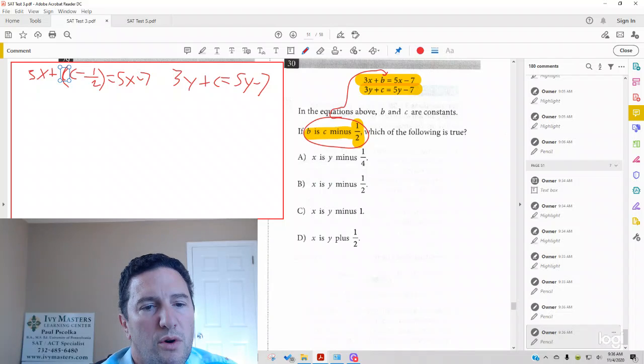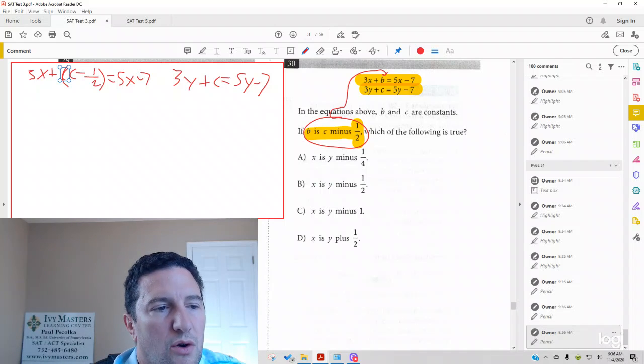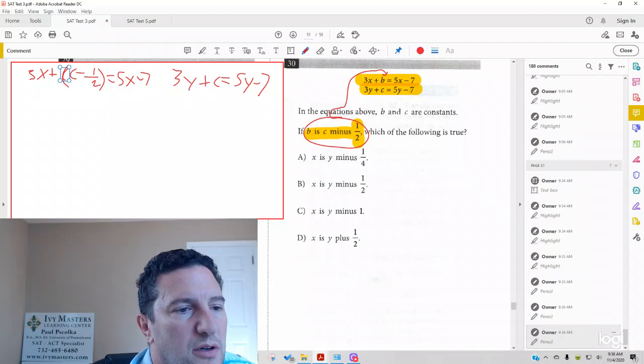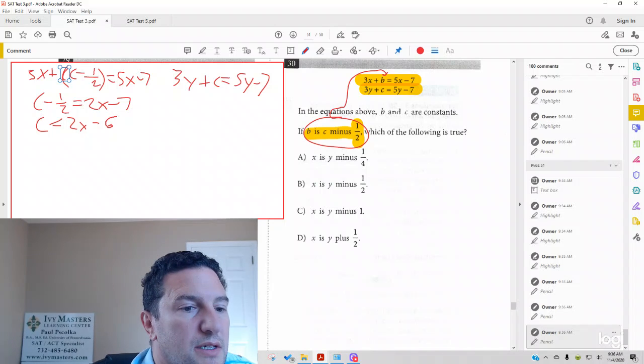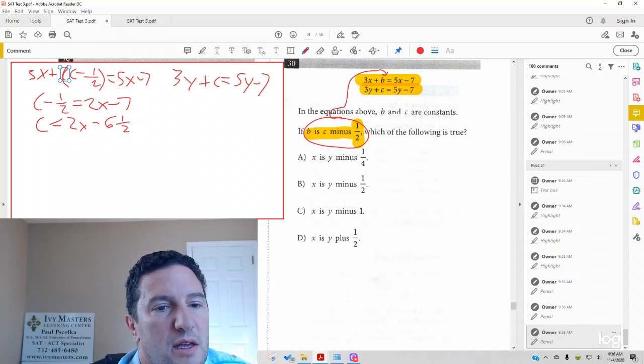Okay, so what we could see here is that we could also simplify the equation a little bit. Here we get c minus 1/2, if we subtract 3x from both sides, equals 2x minus 7. Okay, and then we could further simplify it by adding your half to each side. We get c equals 2x minus 6 1/2. And then we could isolate c on this equation as well. We get c equals 2y minus 7.